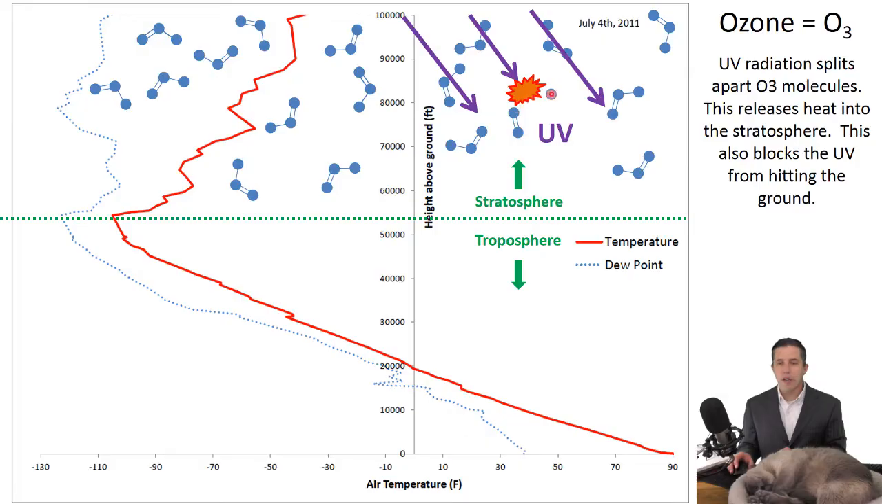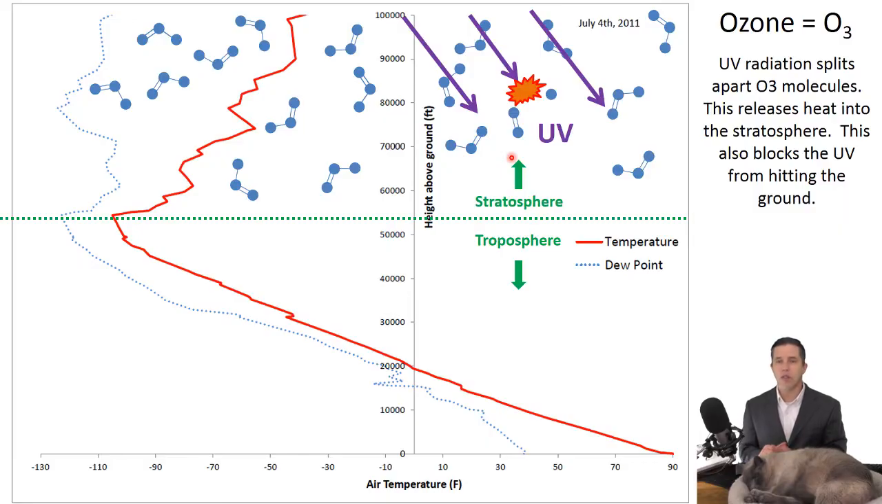But when it breaks it apart, 2 things happen. For one, the UV is blocked. It doesn't reach the surface of the Earth. That's good news for us. And number 2, it releases a little bit of heat. So all of these ozone molecules floating around up in the stratosphere are getting whacked with UV radiation all the time, and as a result, it's adding warmth to the stratosphere, which is why the stratosphere actually gets warmer with height.